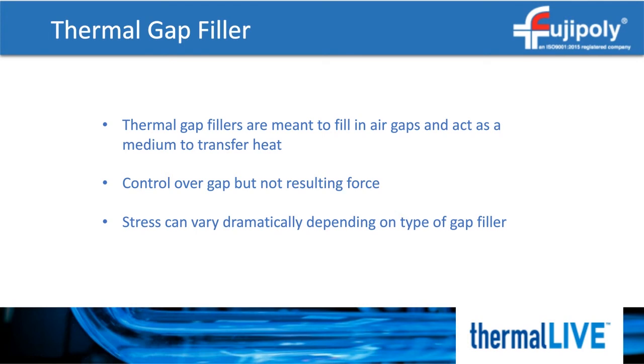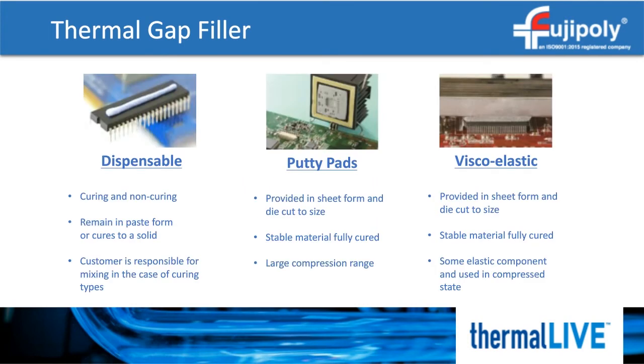Generally speaking, thermal gap fillers come in three types. The softest of these are the dispensables, or what are also called form-in-place materials. Form-in-place materials are an attractive option because they're essentially a fluid or a viscous material. They create virtually no stress. I say virtually no stress because even they have their limits as to how thin you can go.